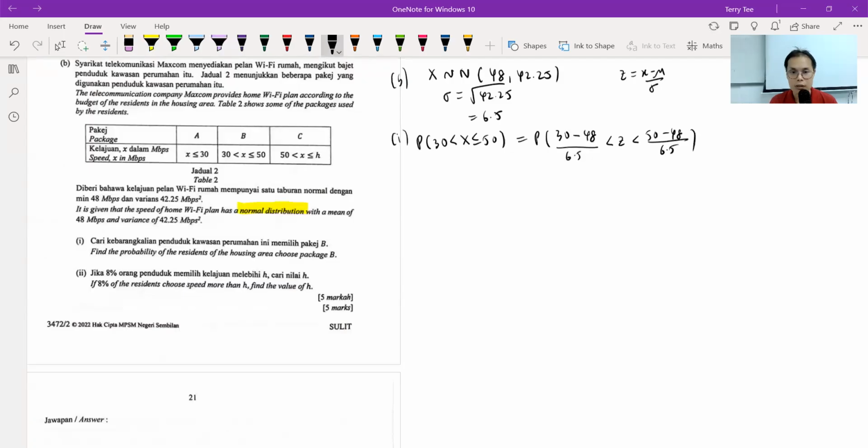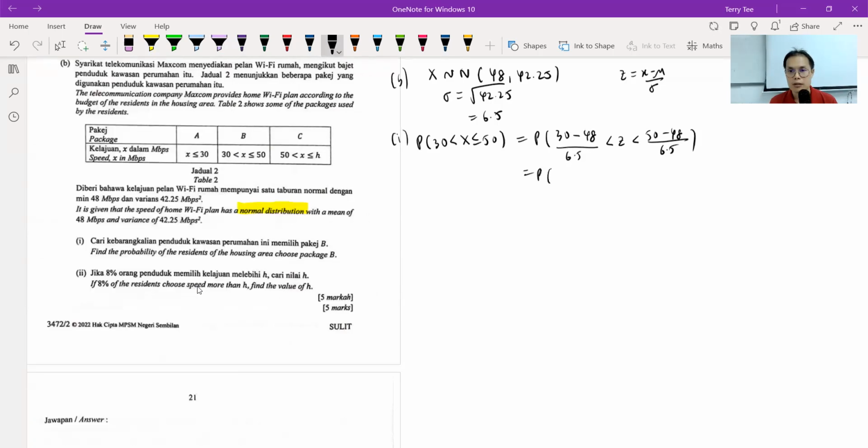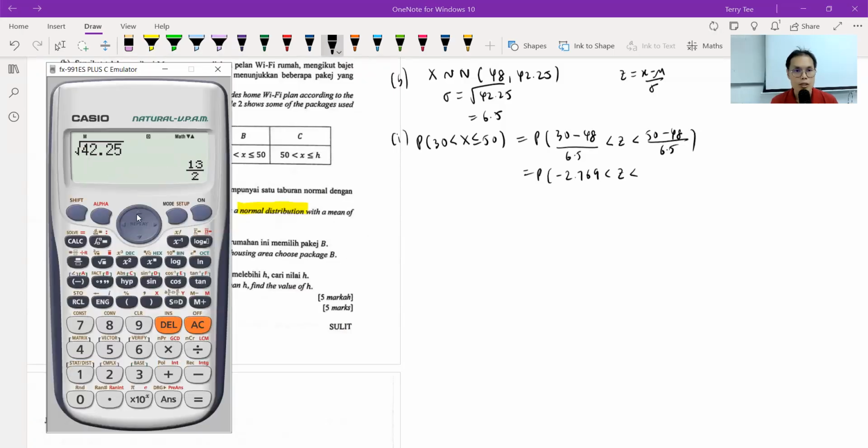Okay, let's calculate our z value. So let's do 30 minus 48 divided by 6.5. This answer is negative 2.769. Negative 2.769 is your z value. Next one, just change this to 50. This will give us 0.308.